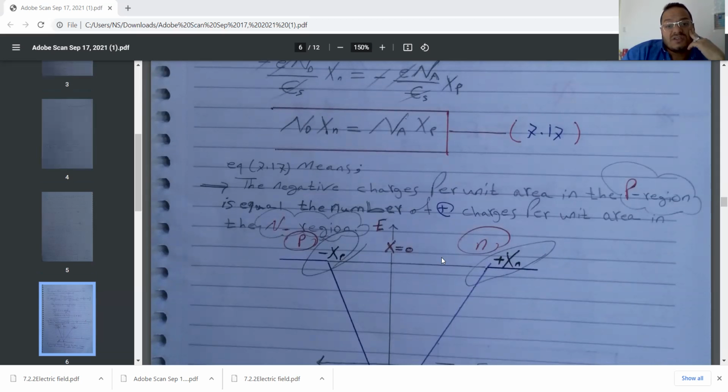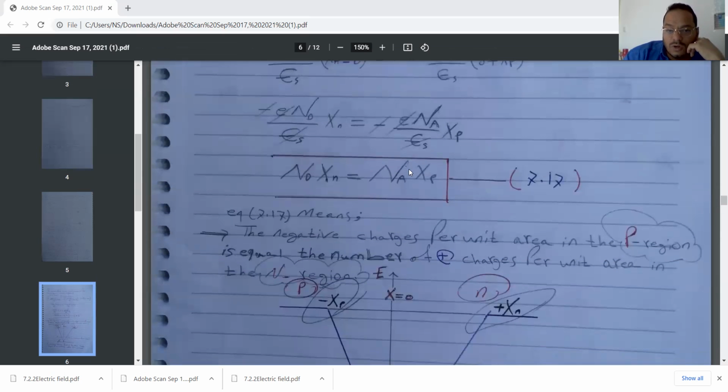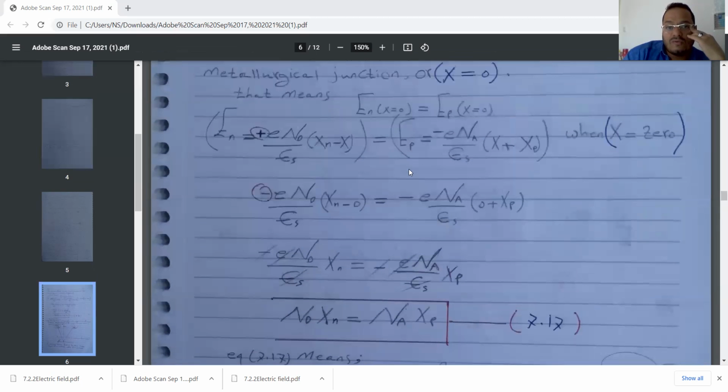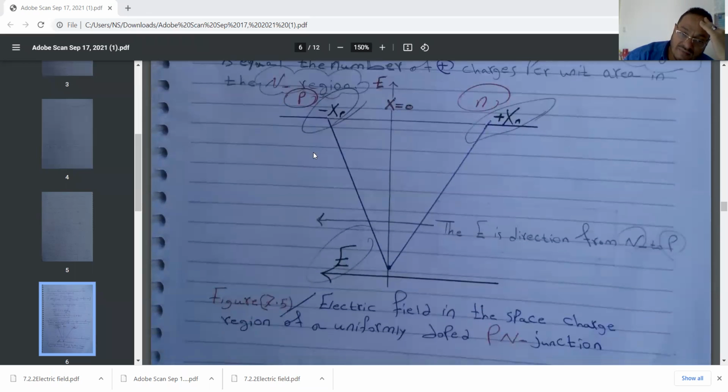The 7.17 equation means the negative charge per unit area in the P region, like here in the P region, the negative charge in the P region equals the number of positive charge at the N region. Here we have another diagram, diagram 7.5, which explains to us the electric field in the space charge region of a uniformly doped p-n junction.